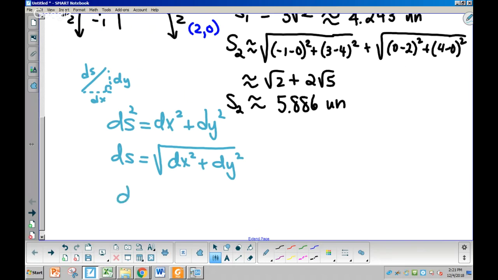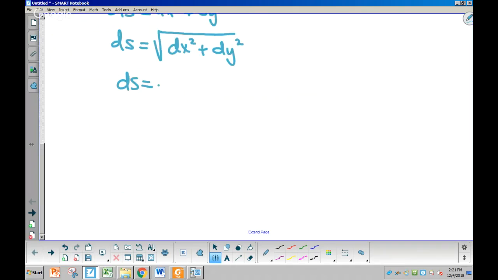And now what I'm going to do is, under the square root, I'm going to factor out a dx squared. Wait, what? I know. But you're going to see why in a minute. So what happens when I factor a dx squared out of the dx squared? You get 1 plus dy squared over dx squared.